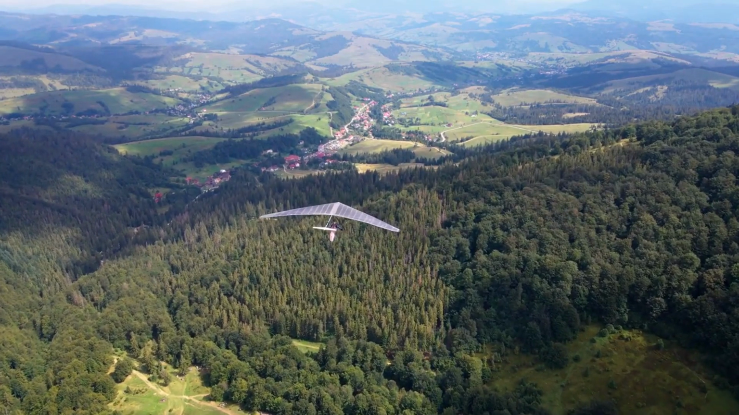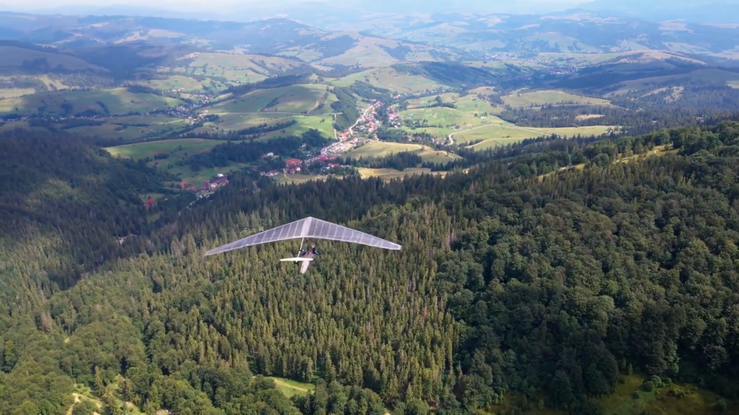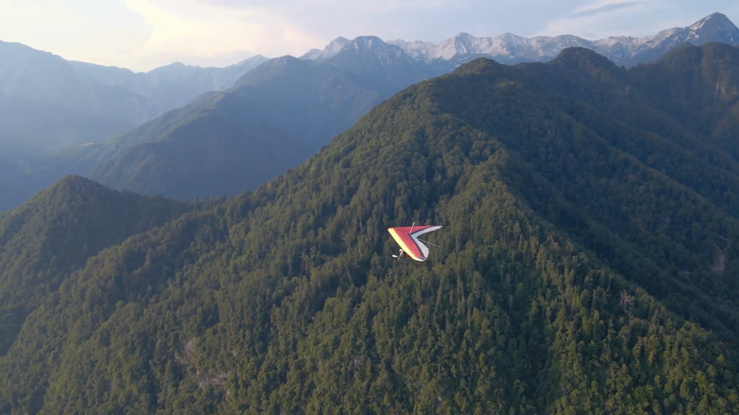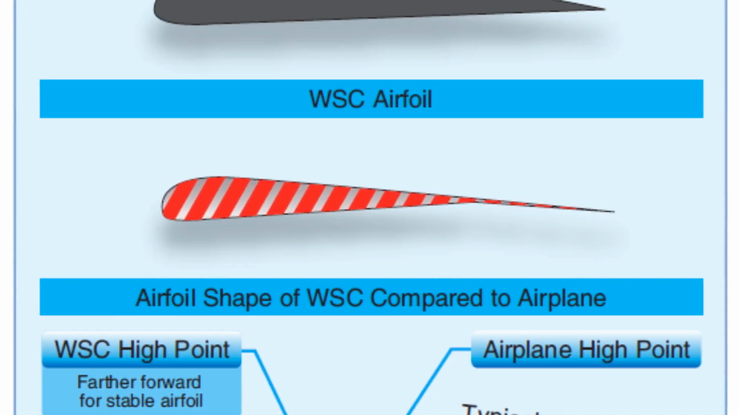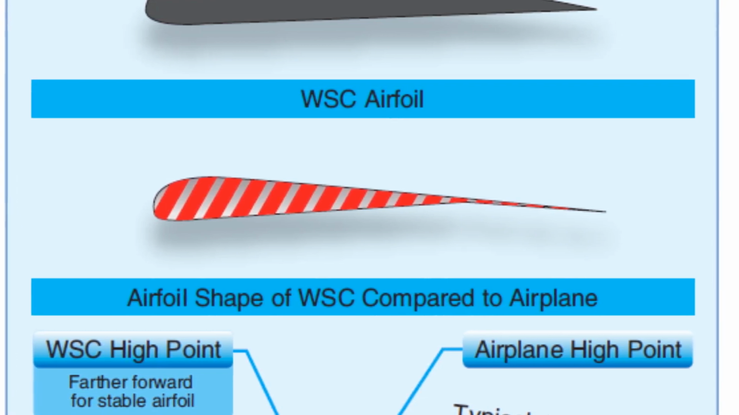Imagine the leading edge as the charismatic front of the airfoil, and the trailing edge as its more reserved rear. The chord line is an imaginary straight line from the leading to the trailing edge. WSC airfoils boast a unique camber, with the high point shifted forward, crafting a more stable airfoil.